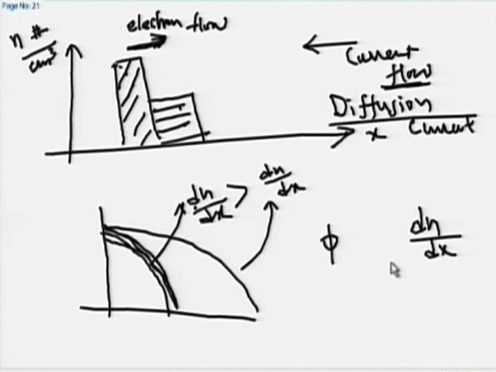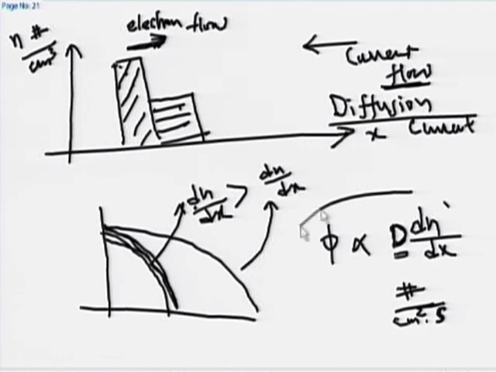Okay, and when the motion of carriers was described in an electric field, we talked about the mobility. Here we are talking about the diffusion coefficient D. So flux is proportional to the diffusion coefficient and the carrier concentration gradient. The unit of the flux is number per unit area per unit time, number per centimeter square per second. So that is the flux.